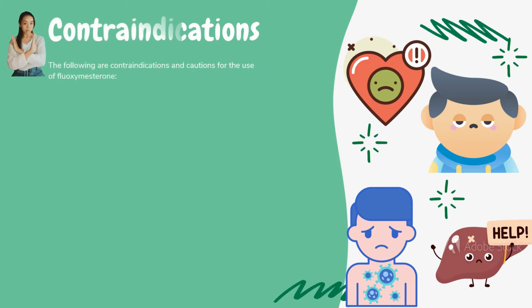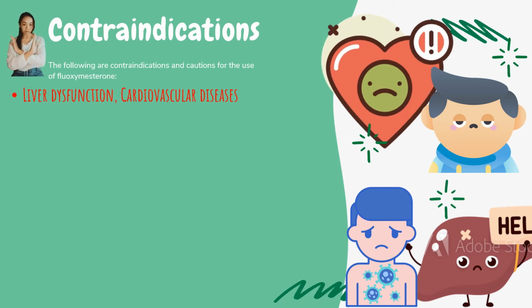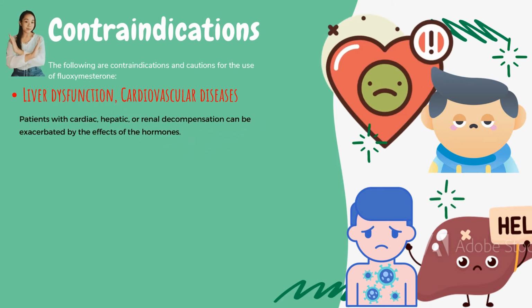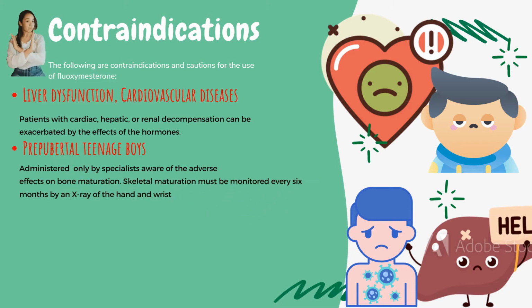I am also contraindicated for patients with liver dysfunction and cardiovascular diseases, since these patients can be exacerbated by the effects of hormones. In pubertal teenage boys, I am only administered by specialists, since they are aware of the adverse effects I have on bone maturation. Skeletal maturation must be monitored every 6 months by an X-ray of the hand and the wrist.